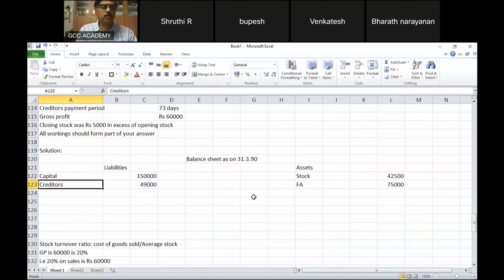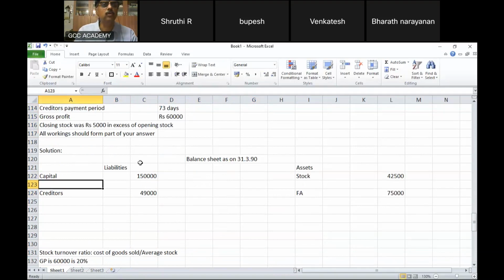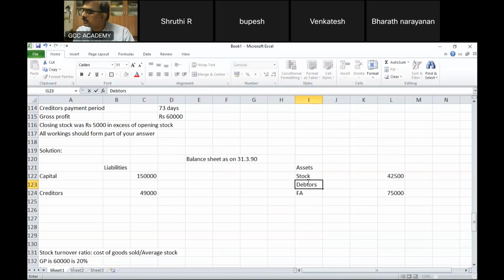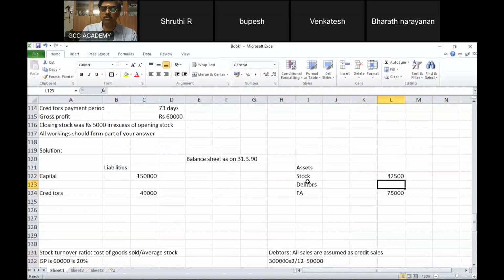Have they given any information for reserves and surplus? No. Okay, don't worry. Fixed assets are done, stock is done. Did we calculate debtors? Debtors collection period is 2 months. All sales are assumed as credit sales because there is no information about credit sales. So out of total sales of 3 lakhs, 2 by 12 is your debtors. So 1 by 6 of 3 lakhs is 50,000.